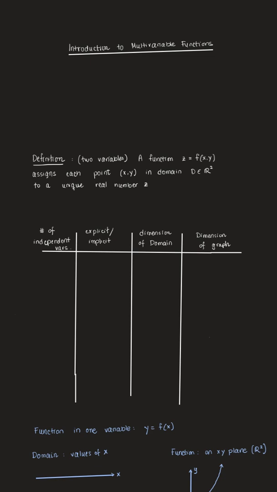In this video, we're going to introduce multivariable functions. We'll start first with ways in which we write functions. So when we have functions in one variable, which are the functions that we dealt with in Calculus 1 and Calculus 2, our functions were y equals f of x, where x is the independent variable. That's what we mean by one variable. And y depends on x.